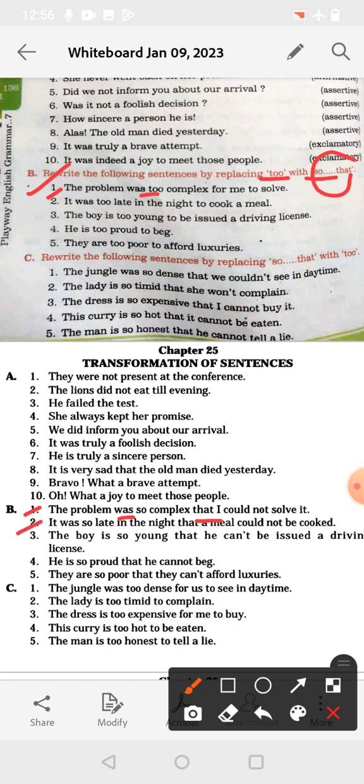Number 2, it was too late in the night to cook a meal. So it was so late in the night that a meal could not be cooked. Number 3, the boy is too young to be issued a driving license. The boy is so young that he can't be issued a driving license. Number 4, he's too proud to beg. He is so proud that he cannot beg. Number 5, they are too poor to afford luxuries. They are so poor that they cannot afford luxuries.